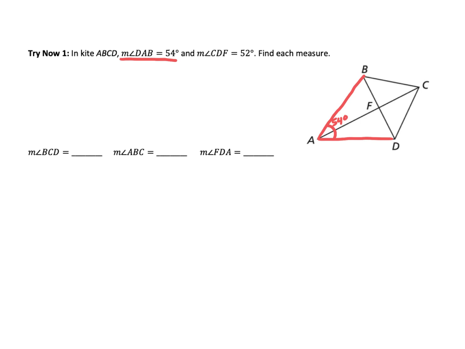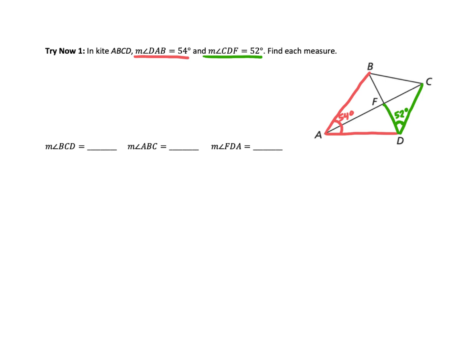And then the measure of angle CDF is 52 degrees. So CDF is going to be this angle right here, and that is 52 degrees. So now let's work to find the measures of the other angles here in the kite. Find the measure of angle BCD.